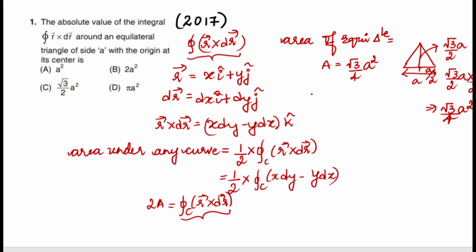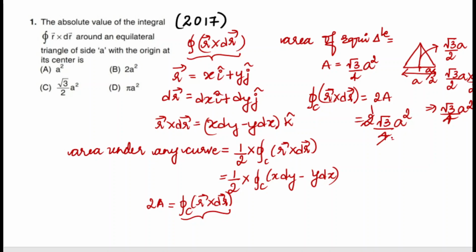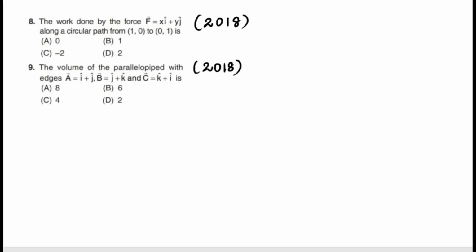Now we want the value for this closed integral of r vector cross dr vector, that is 2 times the area. Now 2 times the area is nothing but 2 times square root of 3 divided by 4 a square. 2 ones are 2, 2 twos are 4. Now we got the value to be square root of 3 divided by 2 times a square, that is option C is the right option. Yes, we will move to the next question.